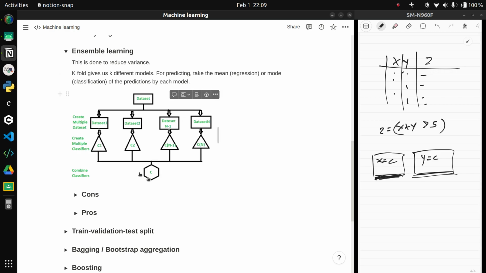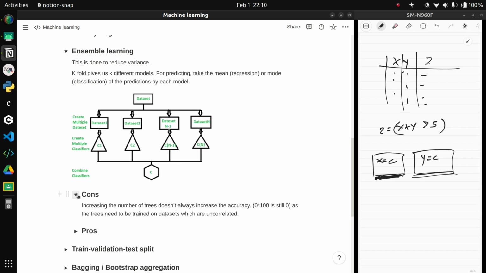Right? So that's just the way ensemble learning works. You split a data set into multiple, you train these different trees, or different models, on these data sets, and then whenever you want to predict, you just take the average or the mode of the actual predictions from each tree, basically, right?